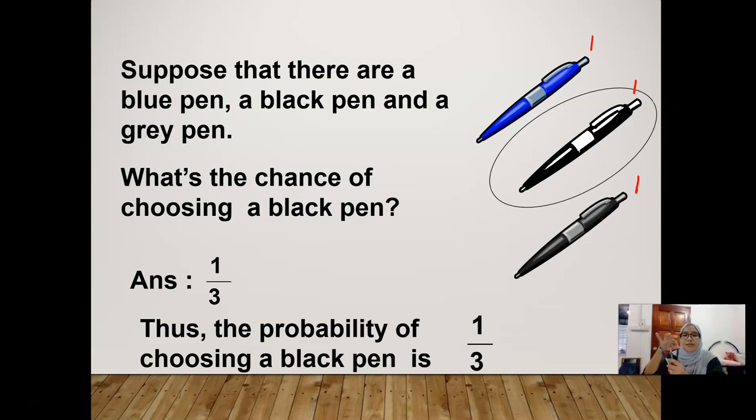So what is the chance of choosing the black pen? There is only one black pen here, so you have only 1 out of 3 chances to get the black pen. So that's why we have 1/3. Okay, so 1/3. This is a basic one, yeah. Let's say I ask you to find the probability of choosing a blue pen. Since there is only one blue pen here, we will only have the chance of 1/3. Okay, 1/3. All right.